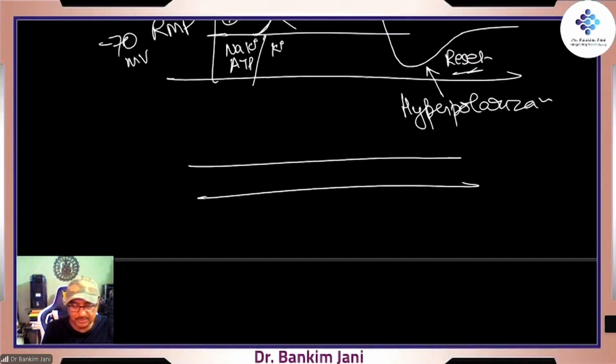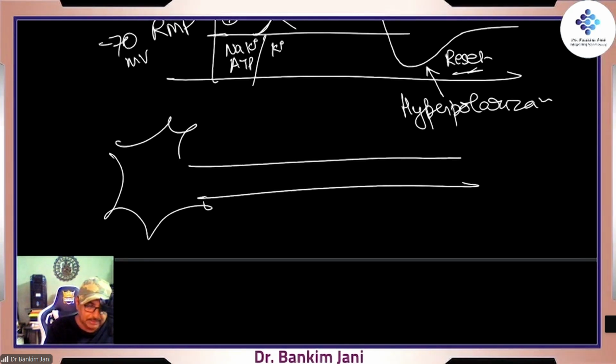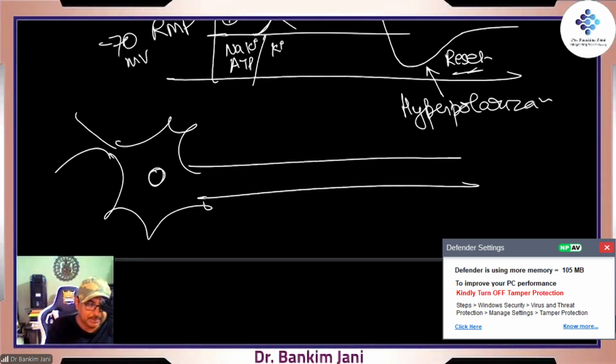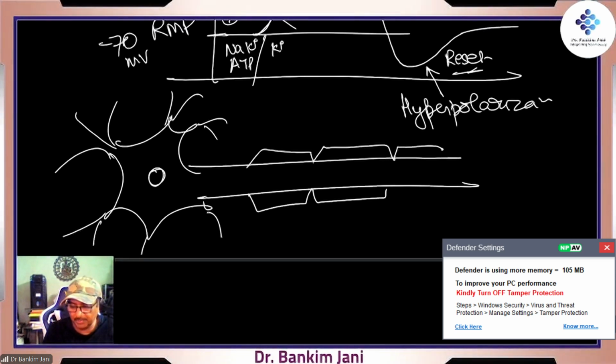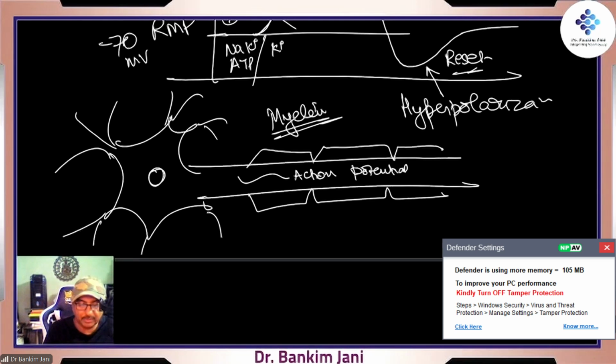So if we talk about the neuron, this is the cell body. These are the dendrites, which will be forming synapses with others. In between there will be myelin, which increases the speed. But all we need to know is that this wave of action potential will keep on triggering one after another, and it will reach till the terminals.